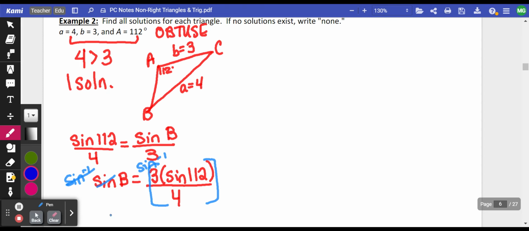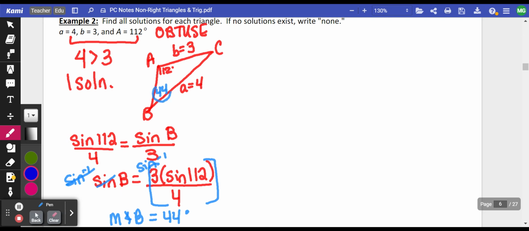The measure of angle B should come out to be 44 degrees. If you don't get that, check and make sure that you're in degrees, not radians. And then also maybe you have to do it one piece at a time. Maybe you have to do sine of 112, get an answer, times 3 divided by 4, get an answer, inverse sine of your previous answer. Okay, that's kind of up to you.